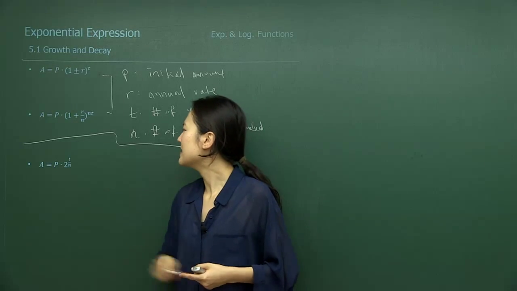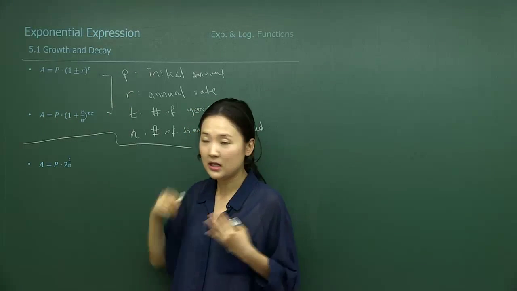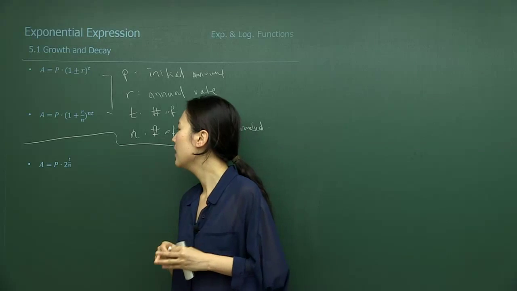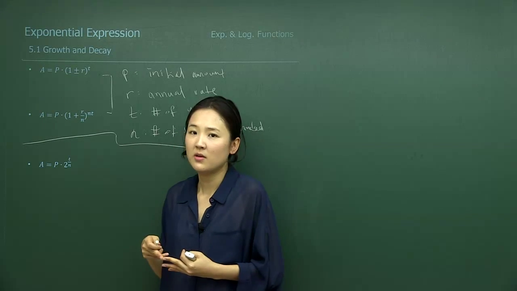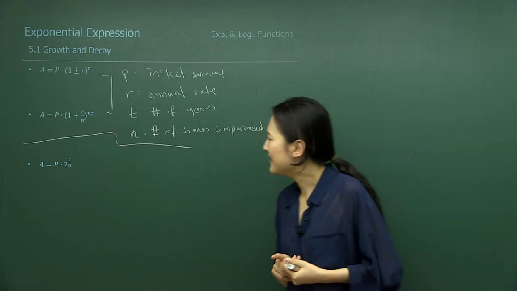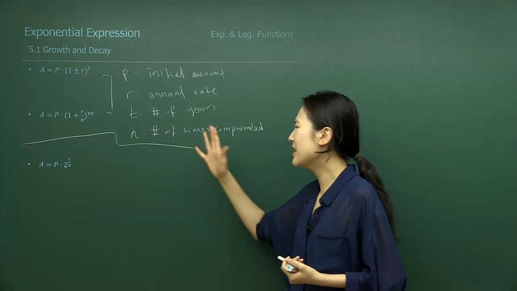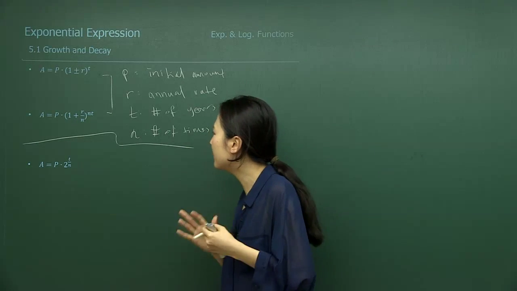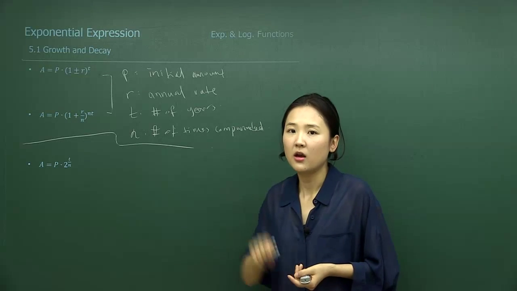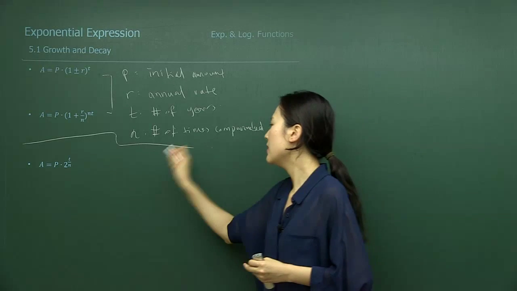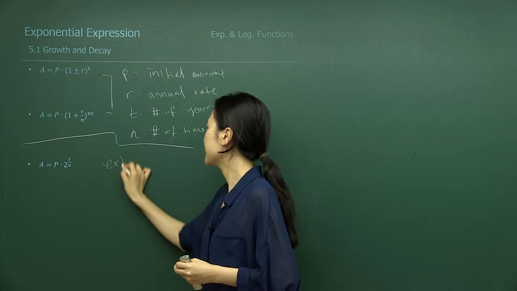Ooh, what is that? It says P, well, same P, the initial amount, okay? And T, well, T must be the time. So what is N here? Well, actually, the N here is a bit different from the N up there. For this formula, let me just ask you a question.